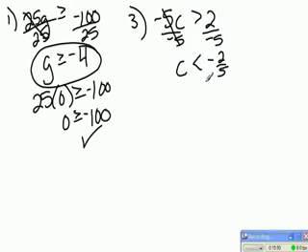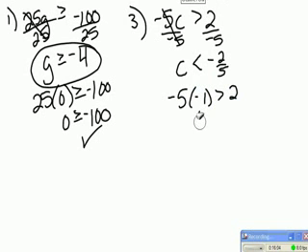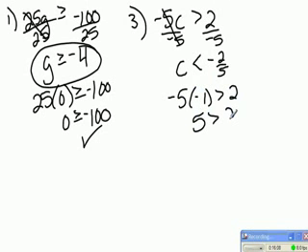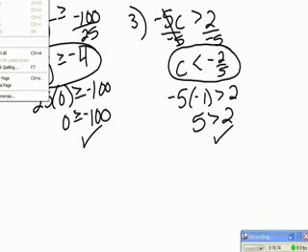So I need to plug in a number that is less than negative 2/5. I'm going to choose to use negative 1. So if I use negative 5 times negative 1 greater than 2. Negative 5 times negative 1 is positive 5. Positive 5 is greater than 2. That's true. So this answer works. All right, so that was the first one where we had to flip it. Make sure you remember to do that.